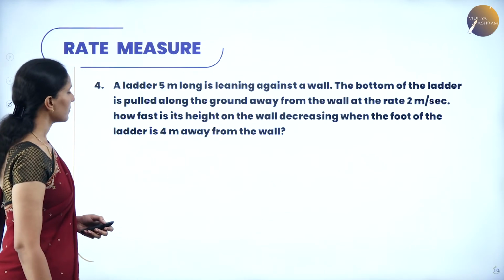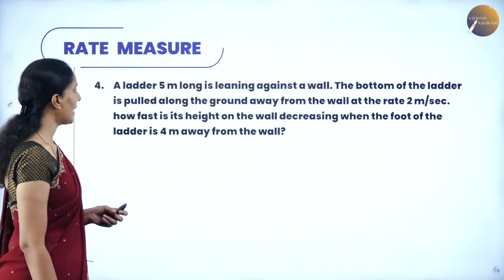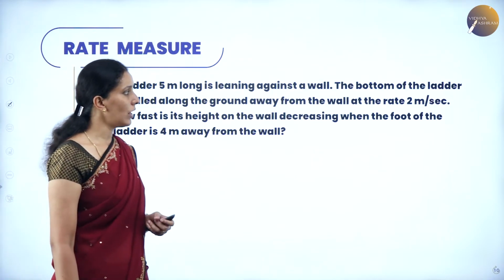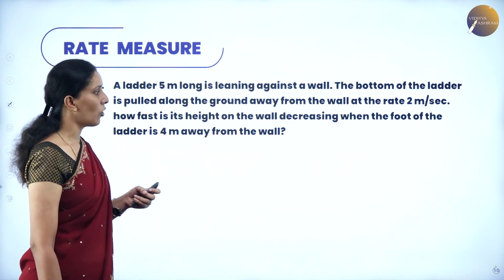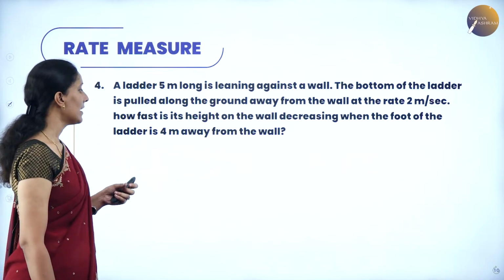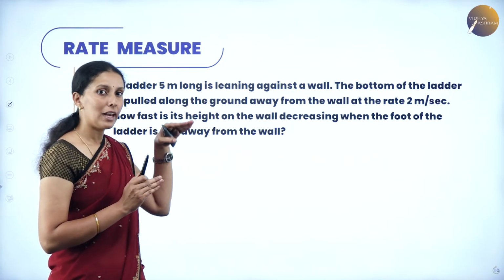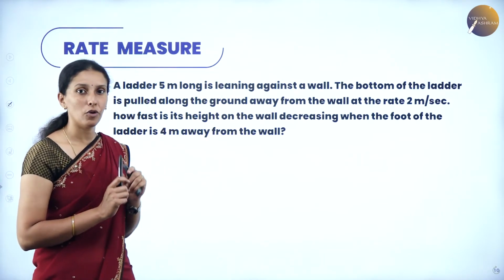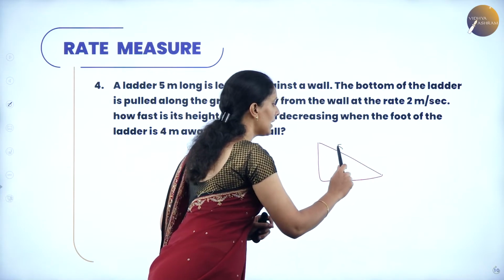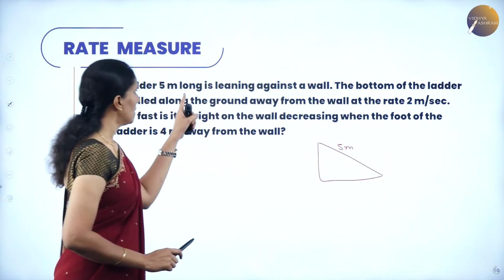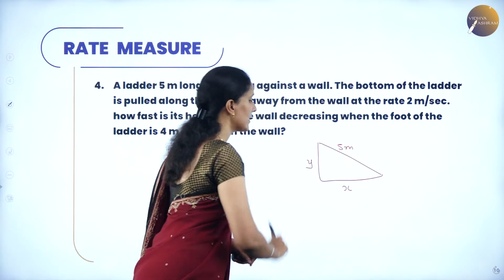Next one. A ladder 5 meter long is leaning against a wall. The bottom of the ladder is pulled along the ground away from the wall at the rate of 2 meter per second. How fast is the height on the wall decreasing when the foot of the ladder is 4 meter away from the wall? It is the same as the top of the ladder moving downwards. So we have the same right angle, the ladder is 5 meter, and we take this as x and this as y.